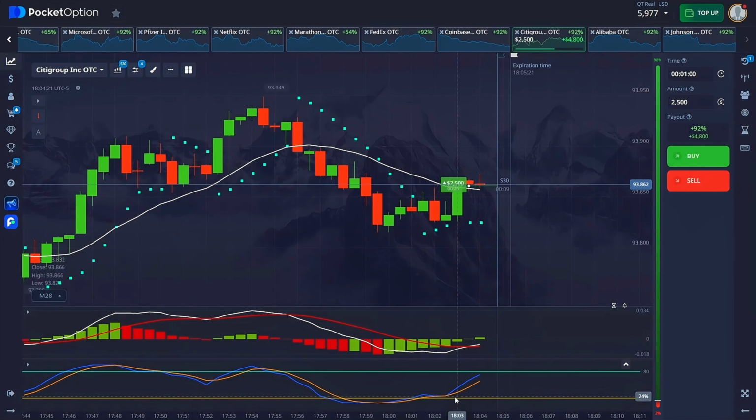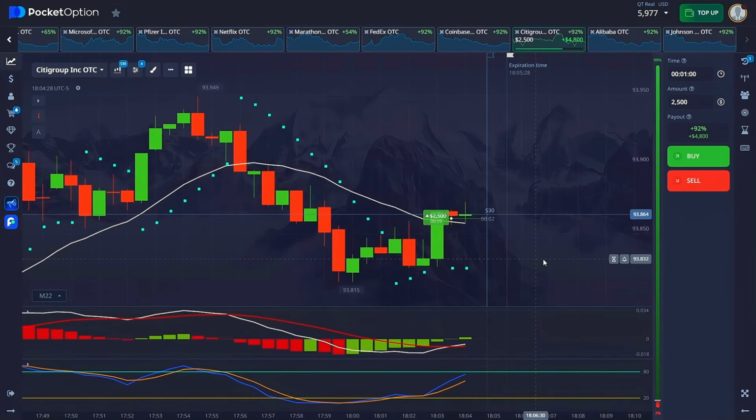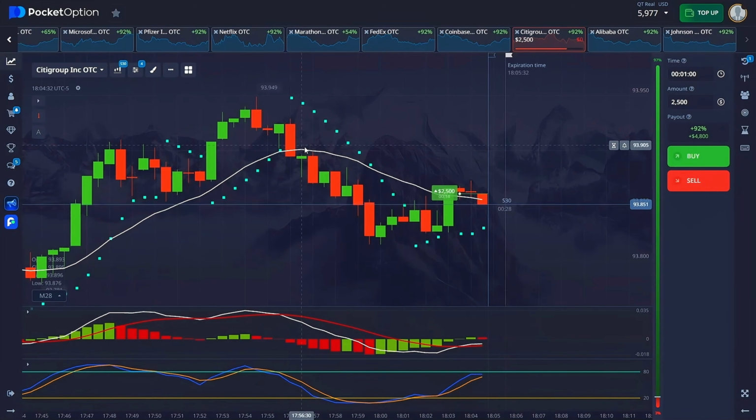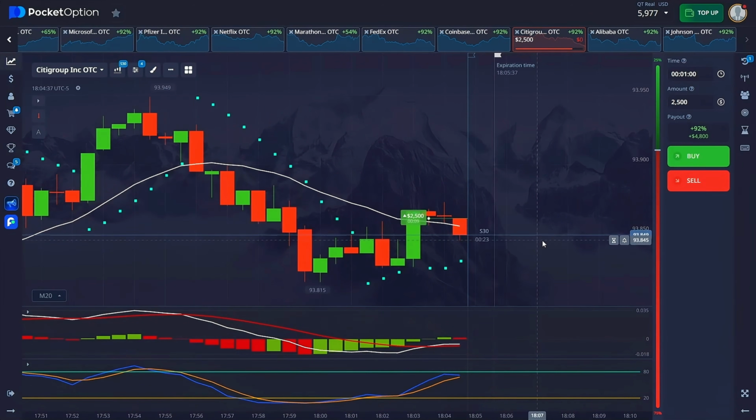The stochastic oscillator crossed also from the oversold level, which is a plus for me, but I'm still not really confident in this trade because I could see that there is a downtrend going on right here. So this trade is pretty risky, but I've been looking for a trade and I couldn't find anything, and I rushed into this trade, to be honest. But it's okay. Let's see what's going to happen.